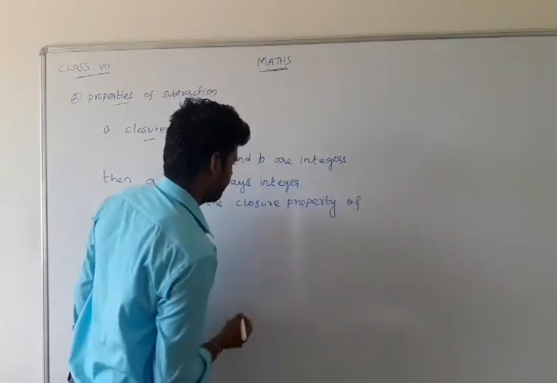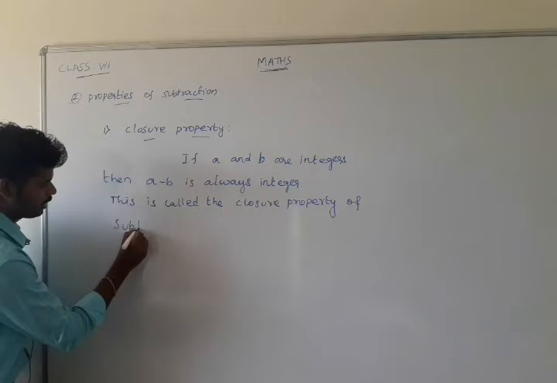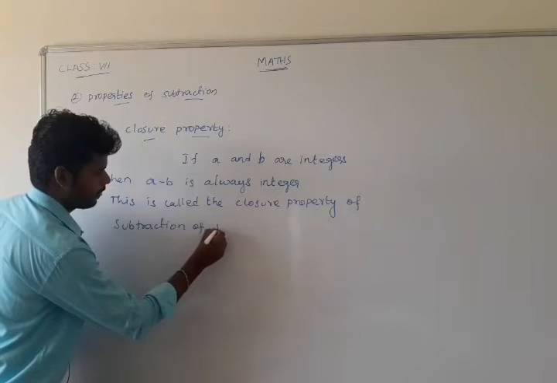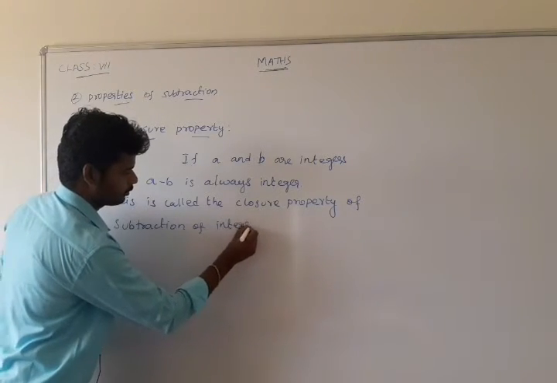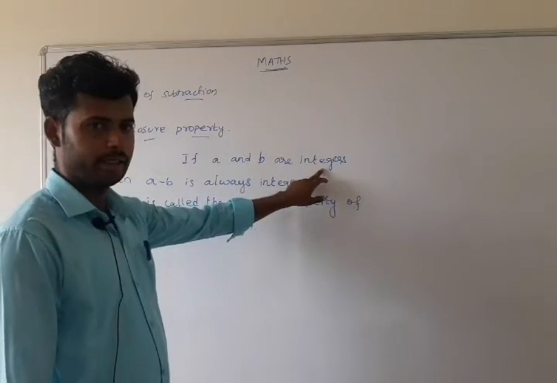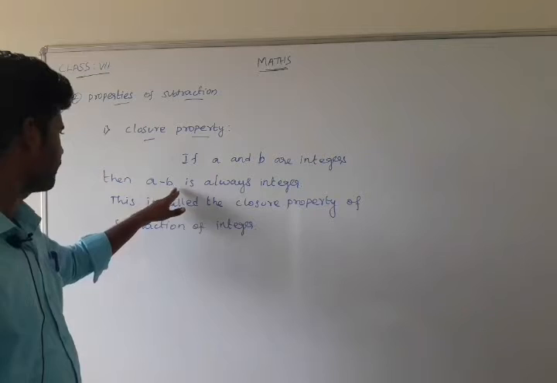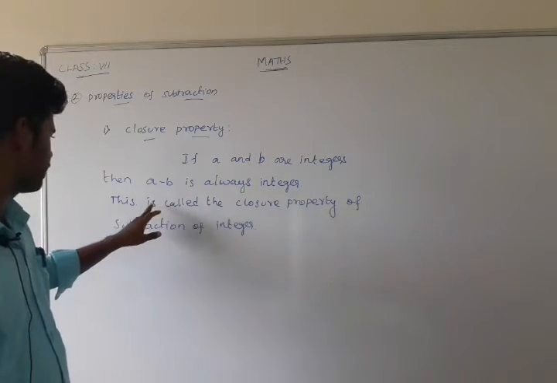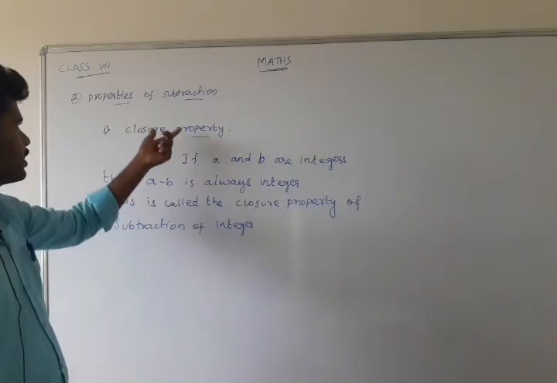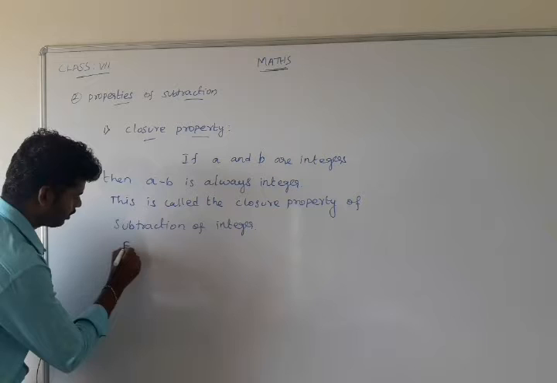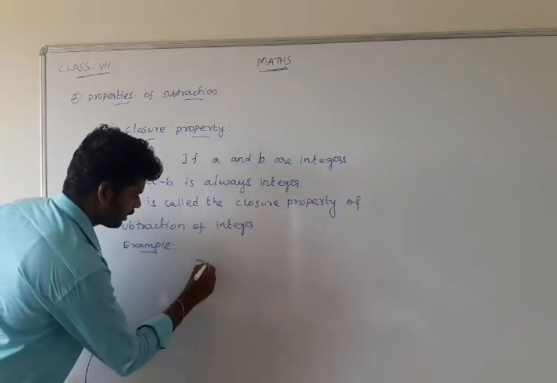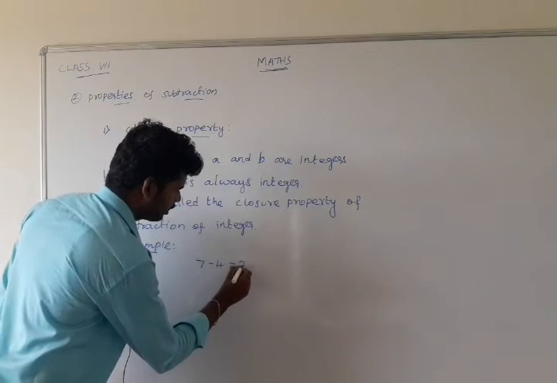Property of subtraction of integers: if A and B are any integers, then A minus B is always an integer. This is called the closure property of subtraction of integers. Example: seven minus 4 equal to 3.